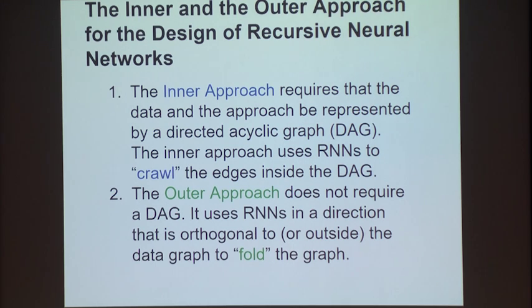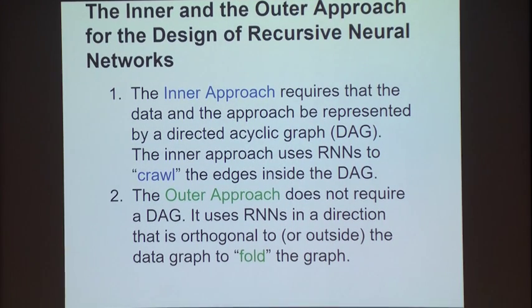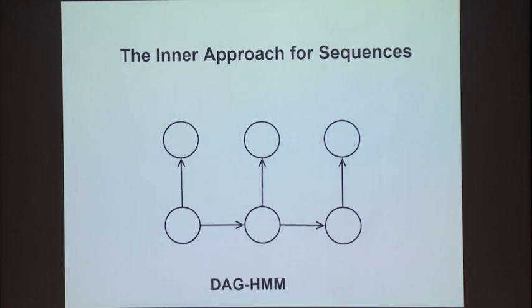You are inside the data graph, and you crawl the graph using the neural networks. Of course, I'll give you examples in a second. In the outer approach, you're using neural networks in a direction that is perpendicular to the data, to the graphs associated with the data. So for instance, on a sequence problem, how does this translate?